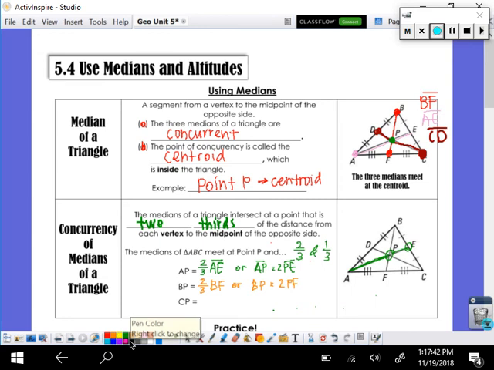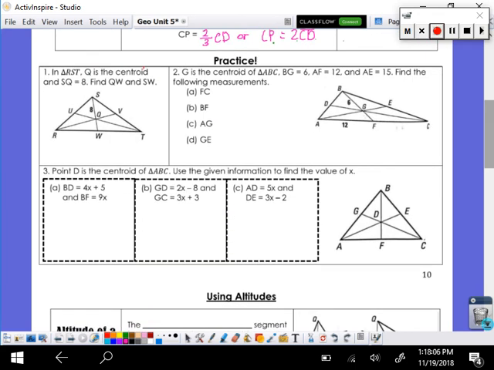And then last but not least, CP. That'll be 2/3 CD, or CP equals 2 times PD. Okay, and that is the information that we need to know about the centroid and its relationship. Okay, so let's get some practice here.